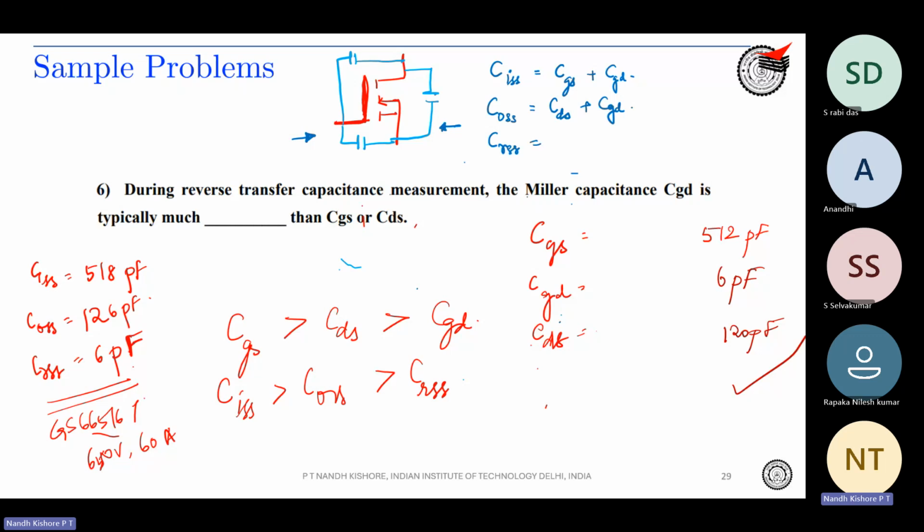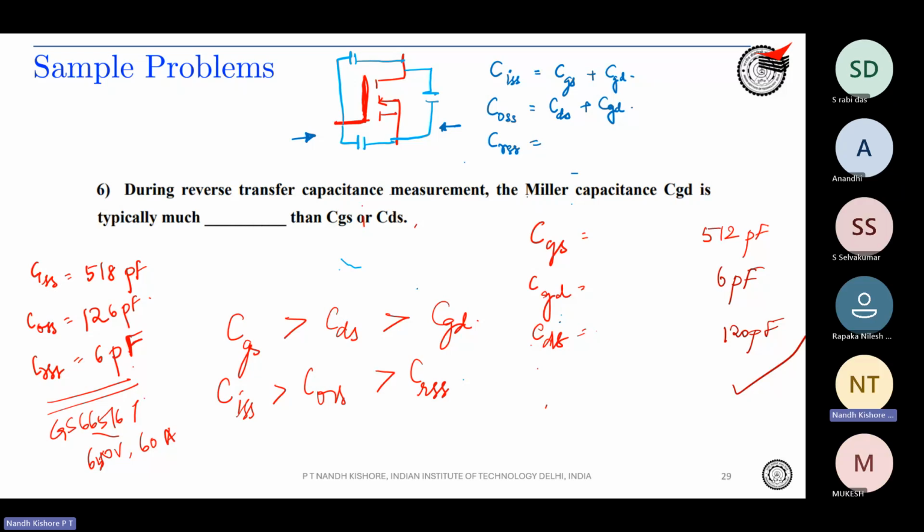And CRSS is the reverse transfer capacitance, or the Miller capacitance. That is the capacitance that connects your input side and the output side. Input side is gate, output side is drain, right? So what is the one that connects gate and drain? Gate to drain, right? So CGD. So I have given you CISS, COSS, and CRSS. You needed to find what is CGS, CGD, and CDS.